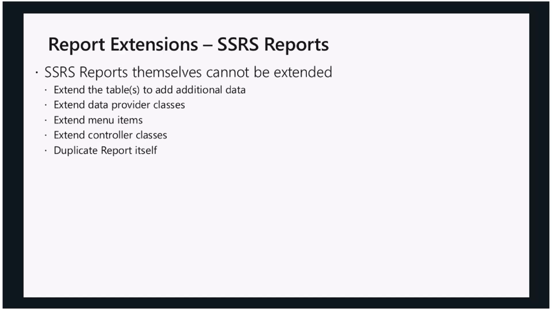However, we have many of the necessary components for a reporting solution in place. We can extend the tables necessary to add new data elements to the system, as we discussed previously. We can extend the data provider class that populates the necessary data set with new data elements. And we can extend the menu item and/or report controller class that launches the report to point to a custom report. Now, the custom report itself will be a copy of the original report with the extension-specific changes added in.